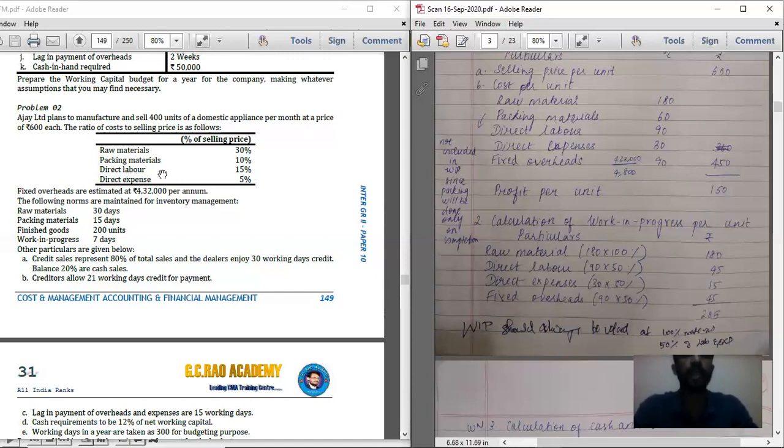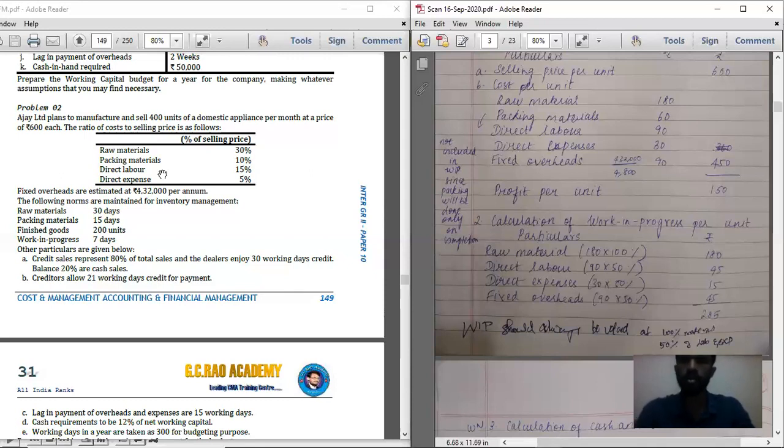And the second one they have given is packing material. You should understand the concept here. Packing material will be required only when a finished good is available. Only when the production is over, you will purchase the packing material and use it for packing the finished goods. While the product is in work in progress, you won't need any packing materials. Packing material is required only when finished goods are made available.